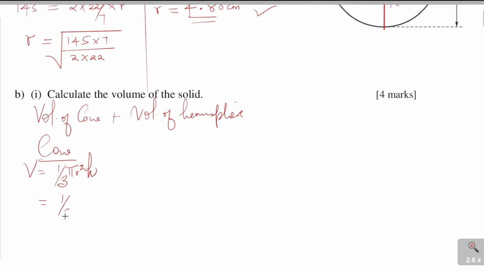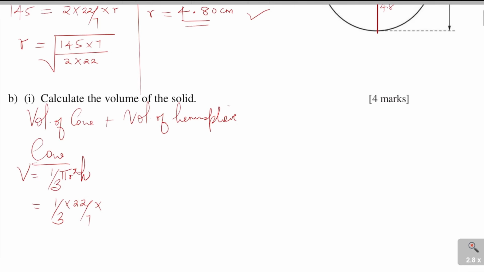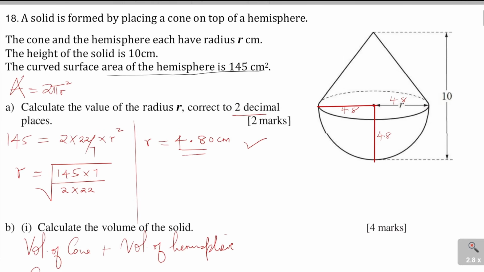So this will be a third times pi, which is 22/7, times the radius of the cone squared. The radius of the cone is 4.8. We just got that. So this will be 4.8 squared, and then times the height. Now, do we have the height of the cone? No. So we need to get that. The height of the cone is here. But that one is very easy to get, since the whole distance is 10, and the whole of this distance is 4.8.